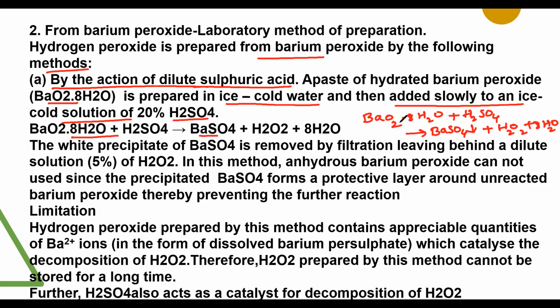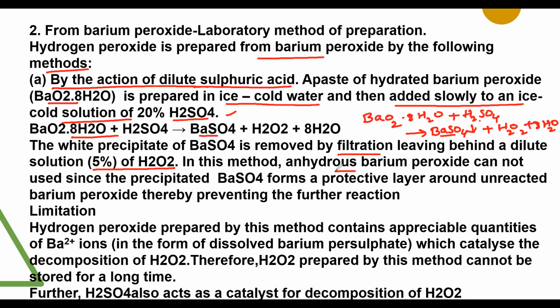A paste of hydrated barium peroxide is prepared in ice cold water and then added slowly to an ice cold solution of 20% sulfuric acid. Here also it forms a precipitate of barium sulfate. Since it is a precipitate, it can be filtered off, leaving hydrogen peroxide and water. The white precipitate of barium sulfate is removed by filtration, leaving behind a dilute solution of 5% hydrogen peroxide. So we are getting only 5% hydrogen peroxide.